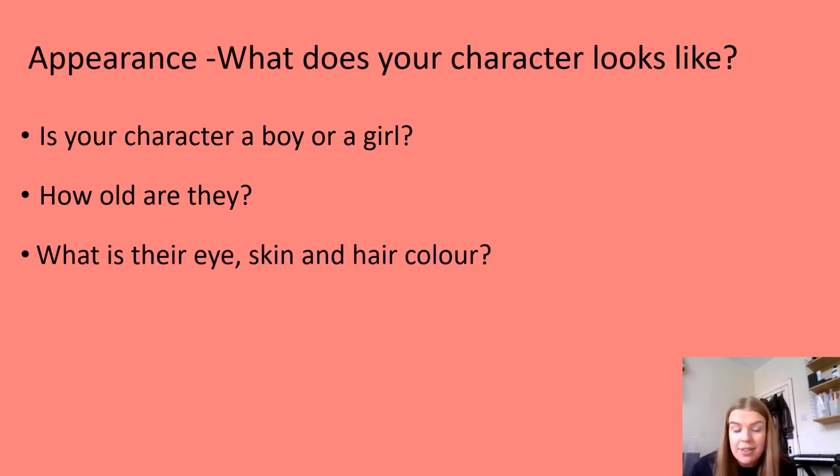Then when you've decided that, you can think, what is their eye colour, their skin colour and their hair colour? Okay, so have they got blue eyes or brown eyes or even green eyes? Okay, what is their skin colour? And also, what hair colour have they got? Have they got blonde hair or brown hair or black hair? Okay, and remember you can use your sheet to write down these ideas.